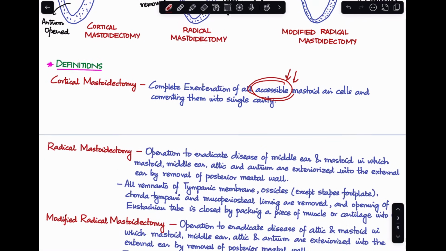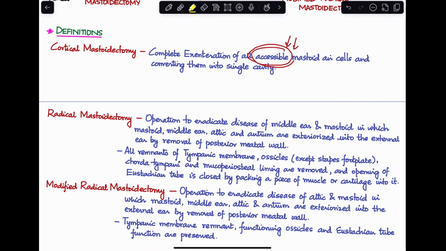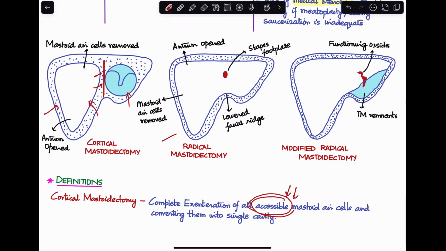Next is radical mastoidectomy. Now, radical mastoidectomy is the procedure which is used to eradicate disease of middle ear and mastoid, where the mastoid, middle ear, attic, antrum, these are all exteriorized into the external ear by removing the posterior canal wall. Along with this, we remove all the remnants of tympanic membrane, all the ossicles except for the stapes footplate, chorda tympani, and mucoperiosteal lining are removed, and the eustachian tube opening is also closed by a muscle or a cartilage. So let's look at radical mastoidectomy here.